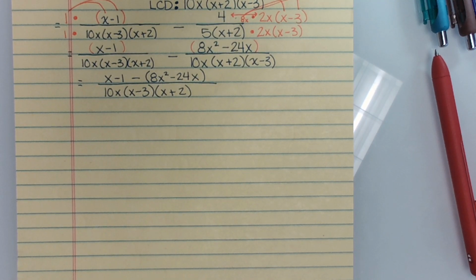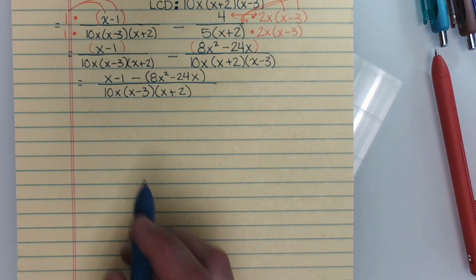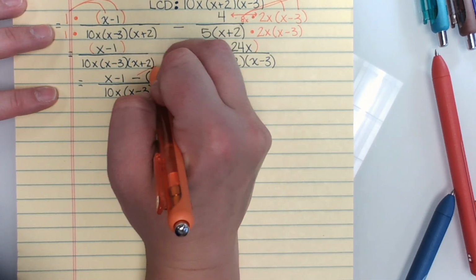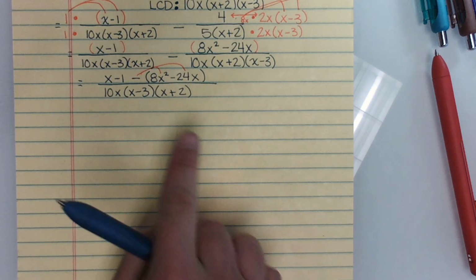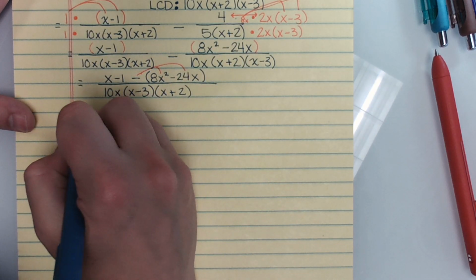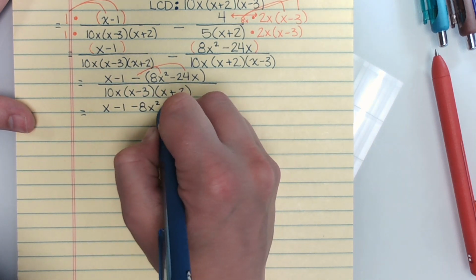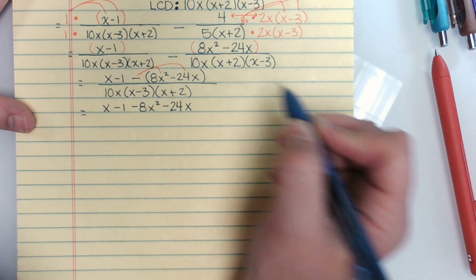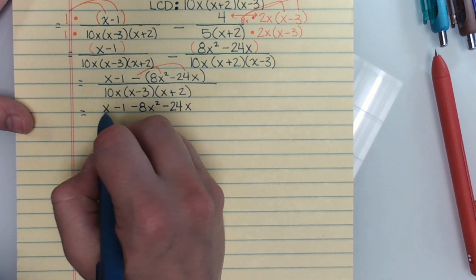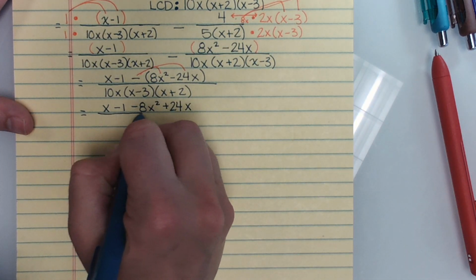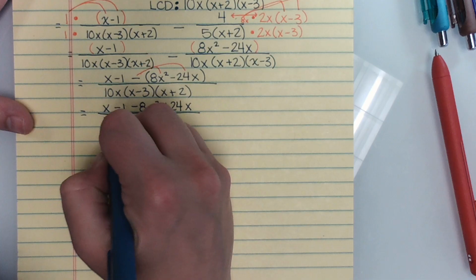Now, I do not care if you write this step out or go directly to distributing that negative. But do not forget to distribute the negative when you're subtracting and it's a binomial. Like I just did.